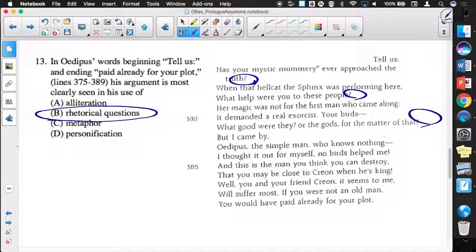With rhetorical questions, they are not meant to be answered. So you're asking them for effect, and he is certainly using this to describe who he would be as a person, and also Tiresias as well. So he's going with rhetorical question. Alliteration, what's alliteration mean? Repeating the first sound in those words over and over.